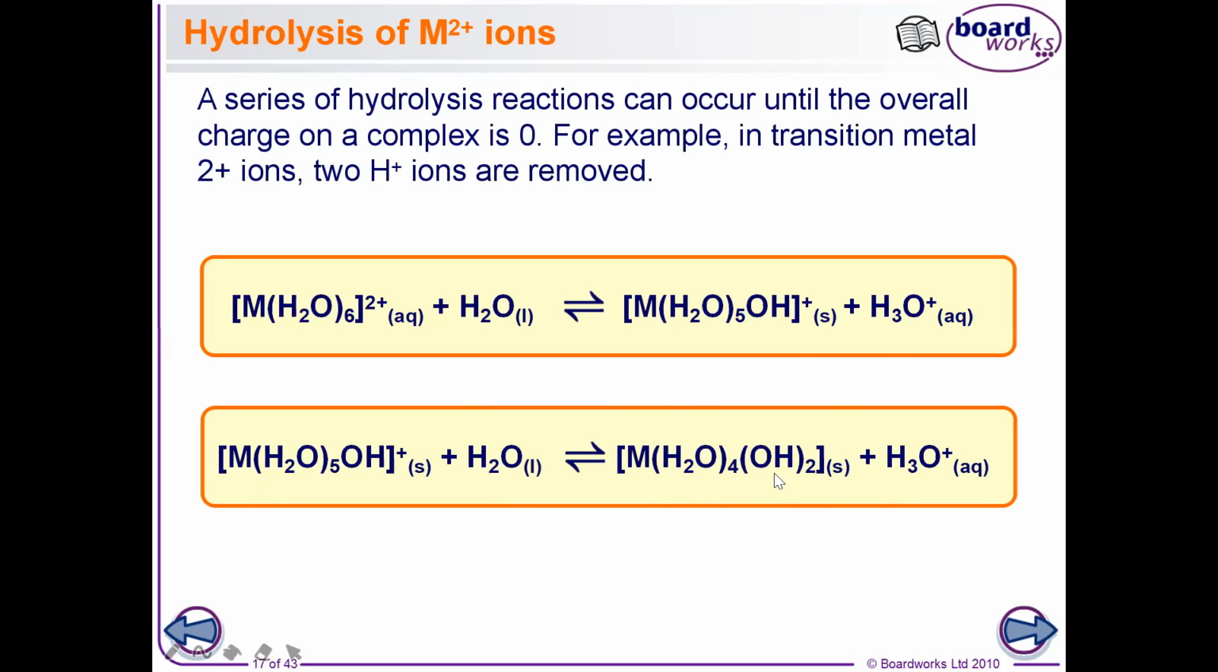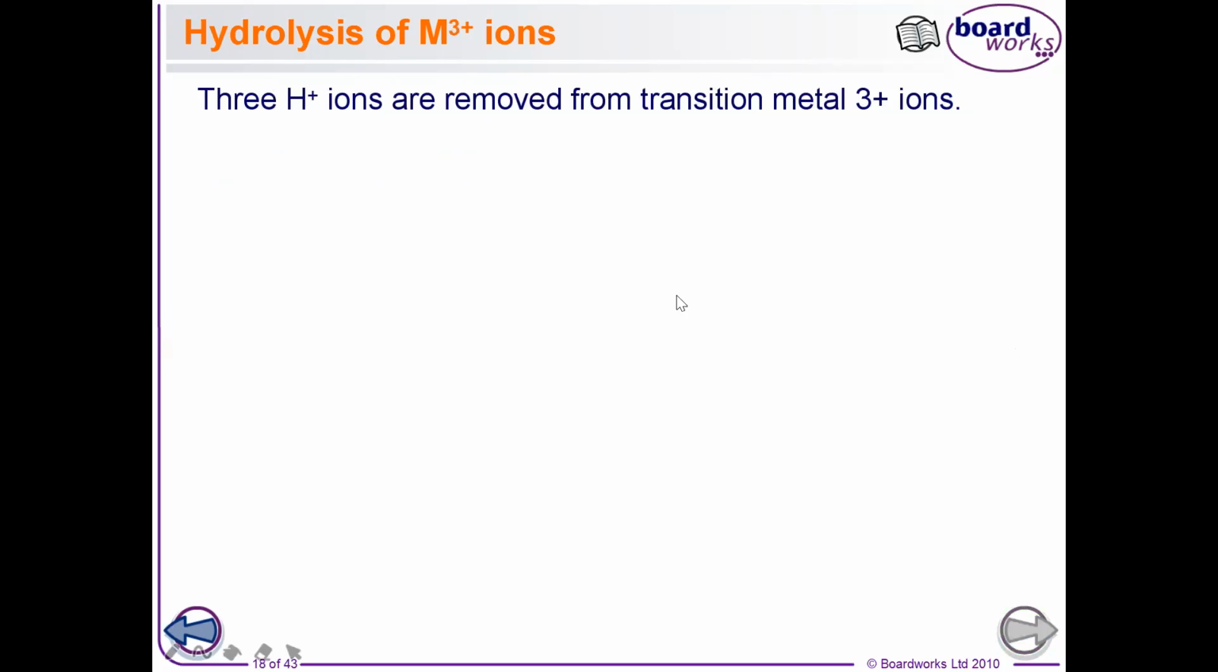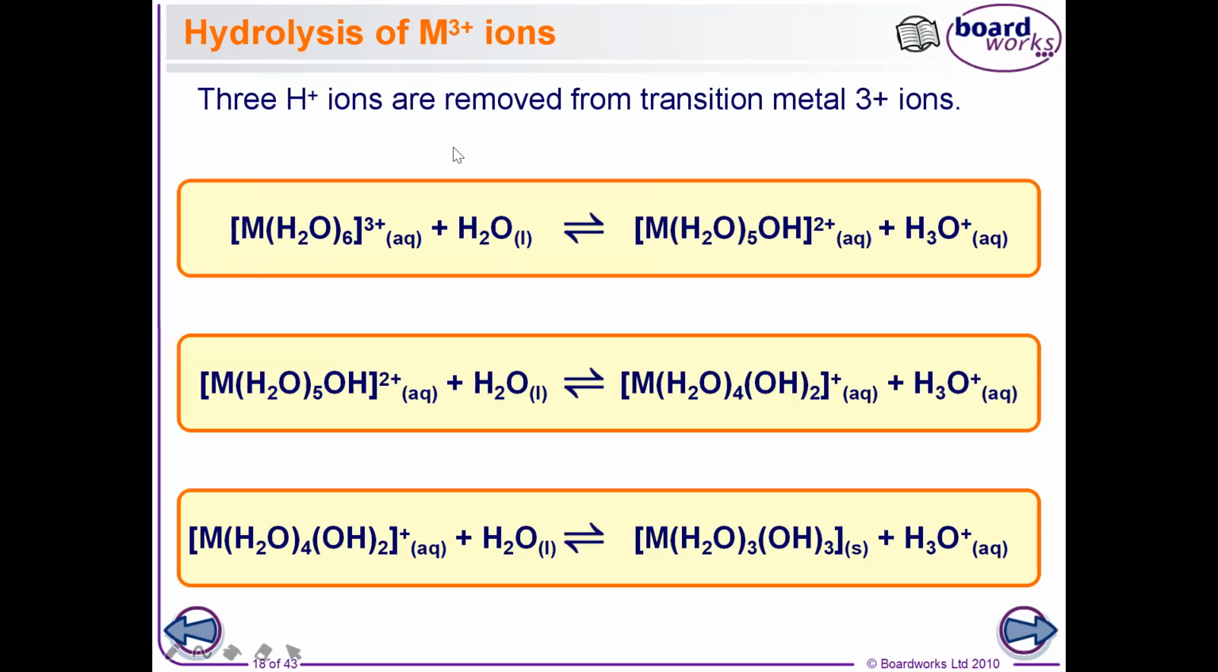In other words, if it is 3 plus, there are 3 hydrogen ions that will be removed. So here, 3 H plus ions are removed from the transition metal 3 plus ion. 1, 2, 3. That makes sense, right? If it has a higher charge, it means that more hydrogen ions will be removed, creating a higher concentration of hydrogen ions in the solution.